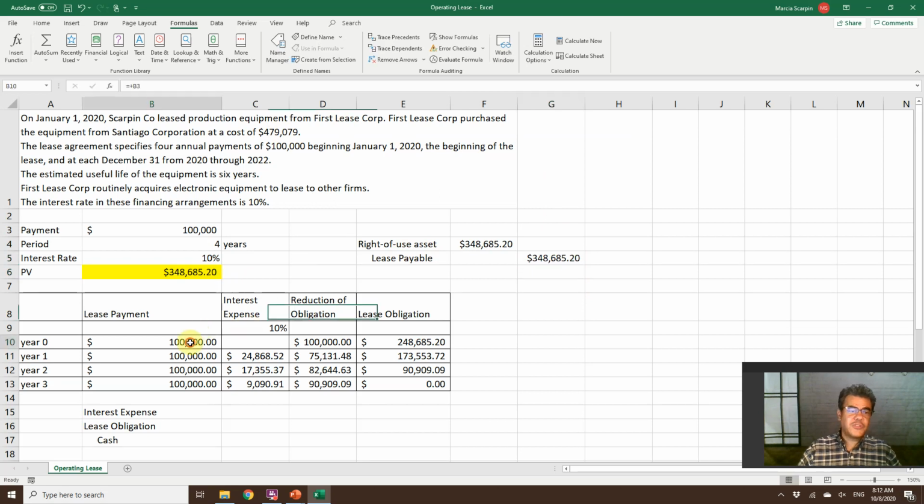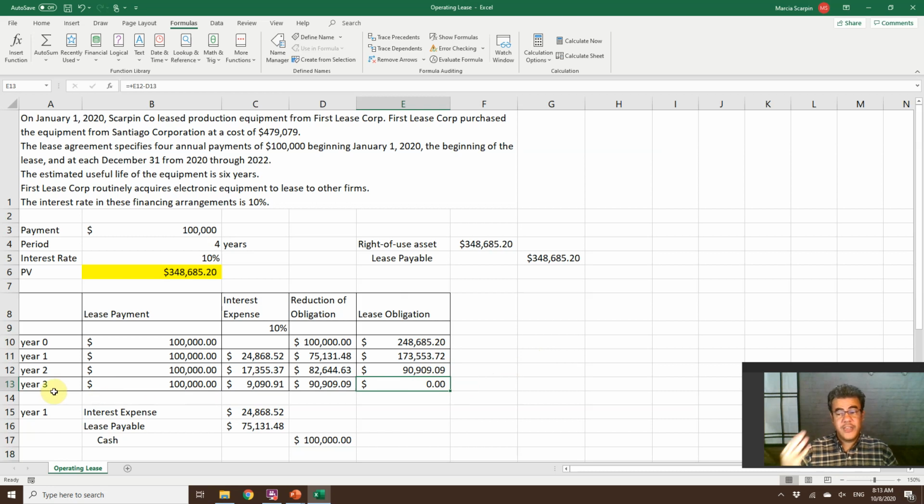And this is our amortization schedule. Four payments of $100,000, interest expense, and the reduction of obligation. So at year zero, debit lease obligation, or lease payable. Let's change here to lease payable. And credit cash. So at year one, we have interest, 24, lease payable, 75, cash, 100. And at the end of our third year, our lease obligation will be zero.